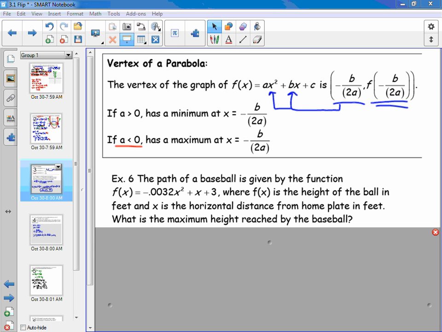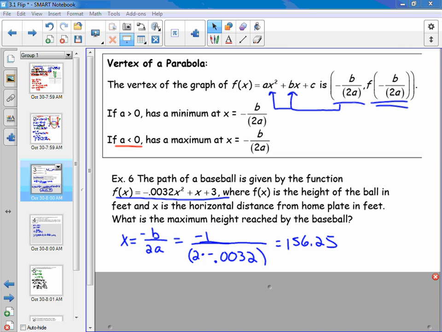So if you read through example 6, we're given this quadratic. All right. Big component here is identifying what your value of a and b are equal to. What we're looking at here is, ideally, we want to find the maximum height reached by the baseball. So with the quadratic we're given, the value of a is negative 0.0032. Our value of b is 1.